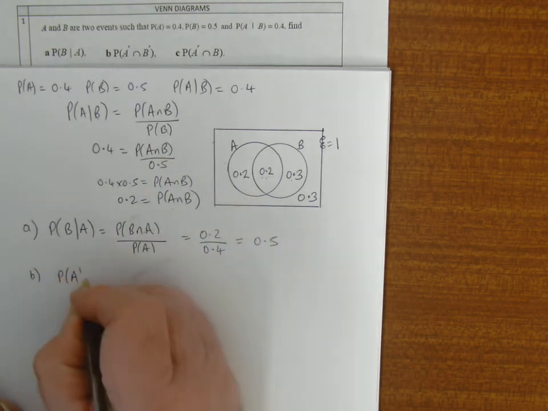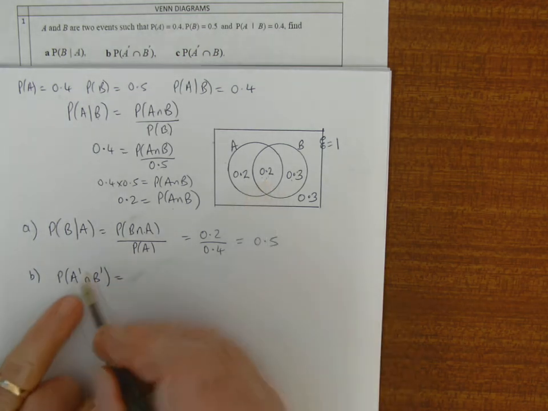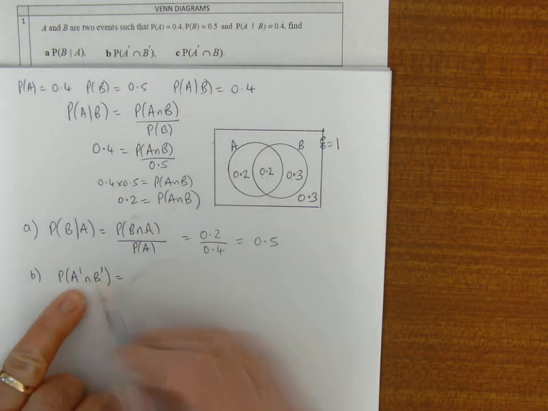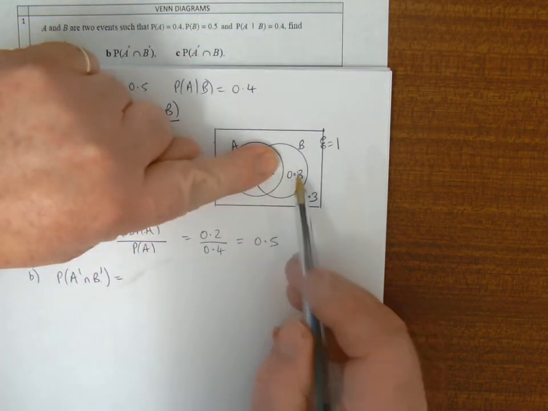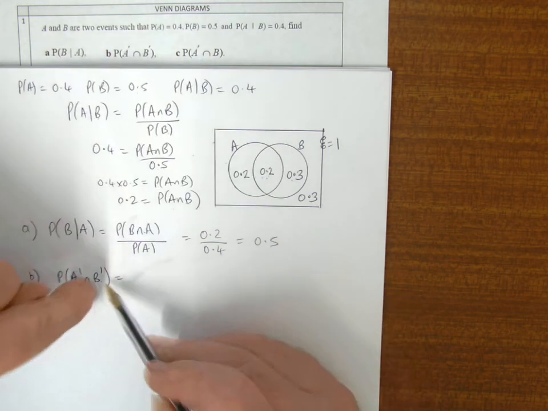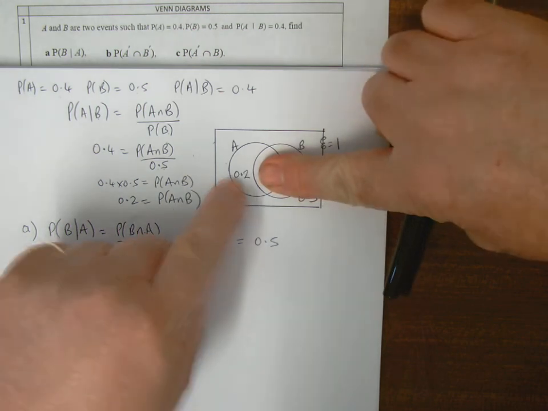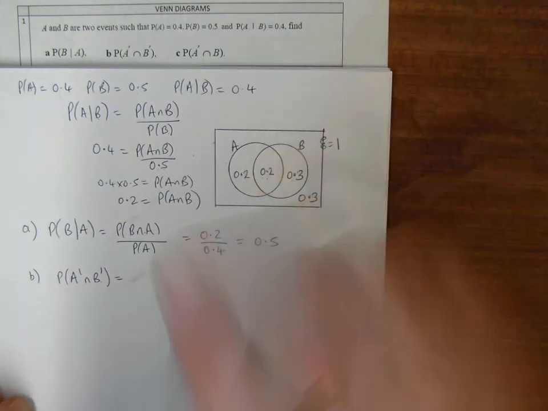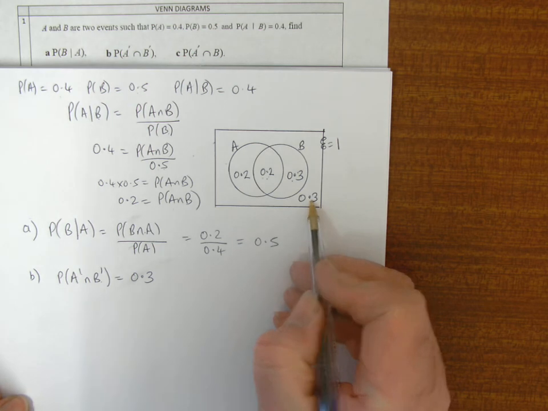Part B, probability of A dashed intersection B dashed. Then I use my Venn diagram. This means I'm looking for the common values which are outside of A and outside of B. So outside of A, if I cover up the A, I'm seeing 0.3 and 0.3. If I cover up the B, I'm seeing the 0.2 and the 0.3, so I've seen this 0.3 twice, so that's the intersection. So A dashed intersection B dashed is 0.3, this 0.3 here that's outside.